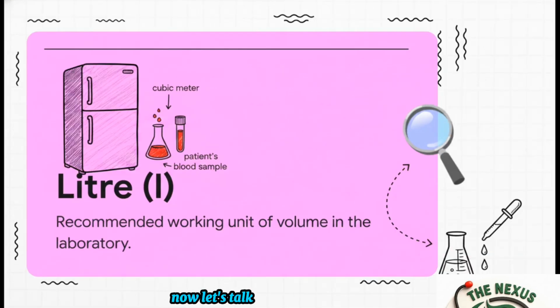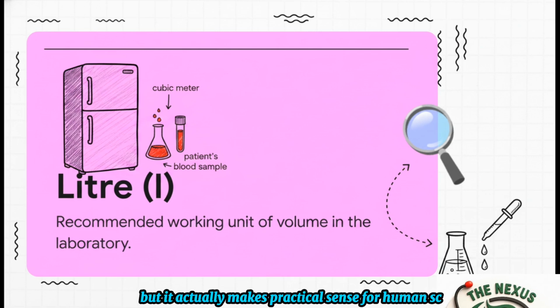Now let's talk volume. Technically speaking, the official SI base unit for volume is the cubic meter, but practically, a cubic meter is basically the size of a large refrigerator. That is incredibly inconvenient for measuring a tiny blood sample. So, the universally recommended working unit for volume in the laboratory is the liter. It perfectly conforms to the SI system, but it actually makes practical sense for human-scale science.